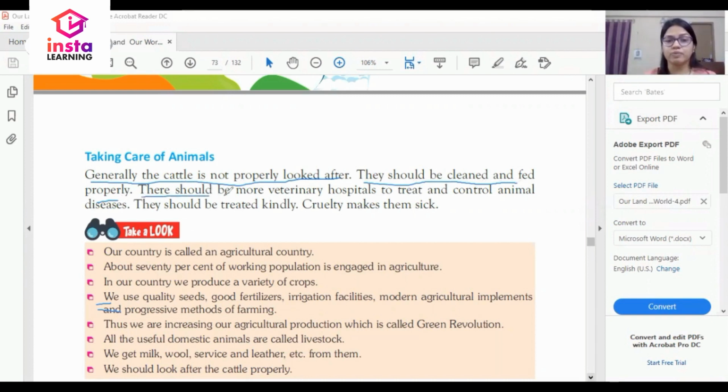They should be moved to a veterinary hospital to treat and control animal disease. They should be treated very kindly. Cruelty makes them sick.